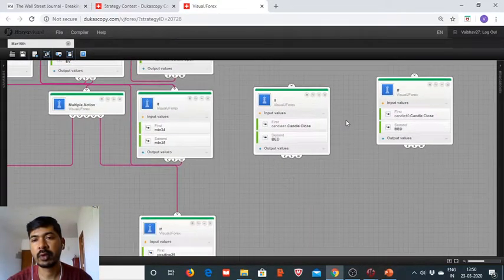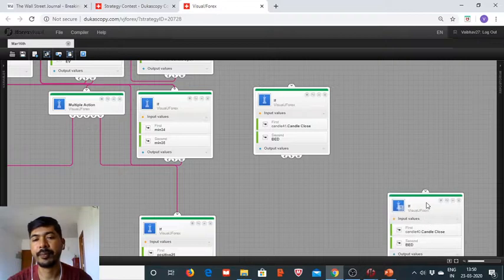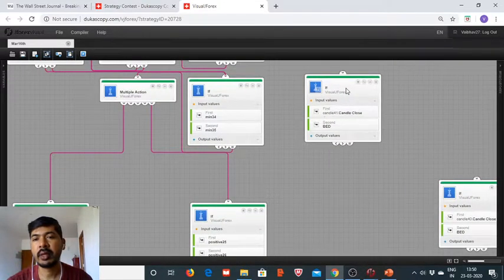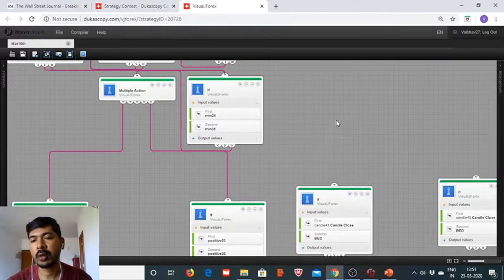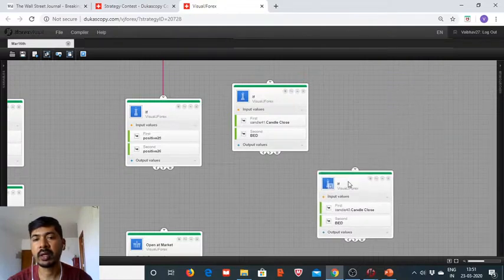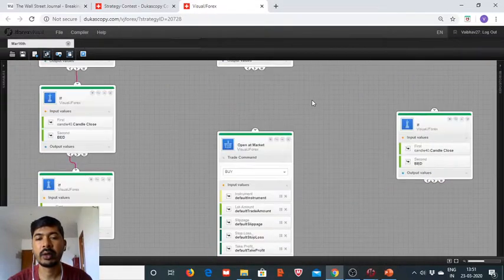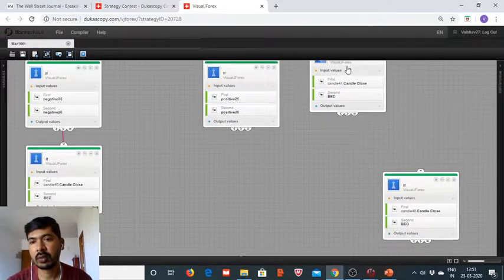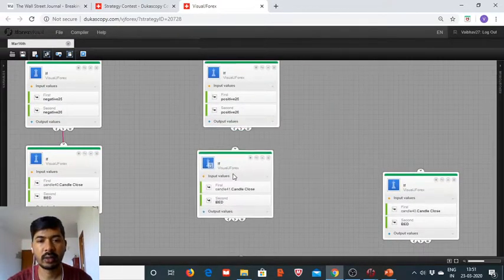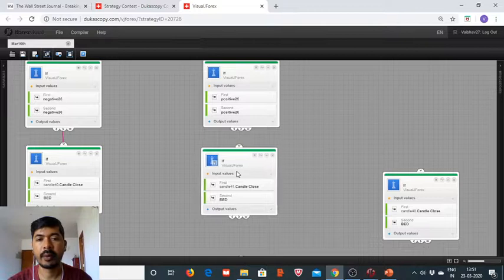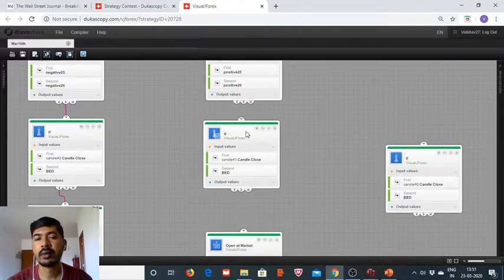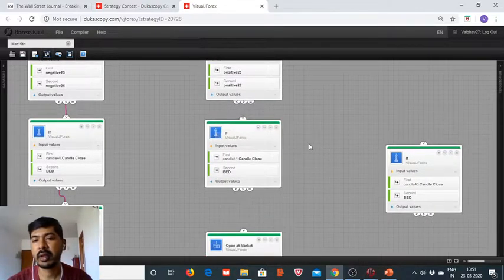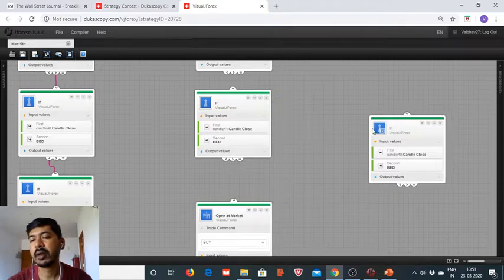And of course we also have to define the range, the stop loss and the target. For that again we will go back on the chart to see what should be the optimum entry point and the exit points.